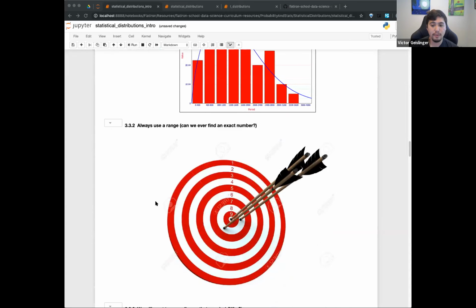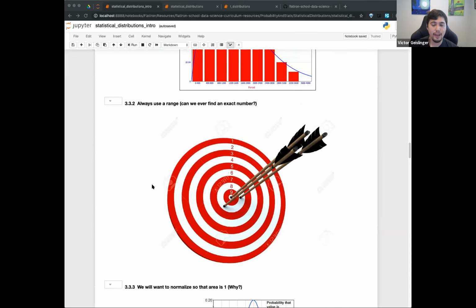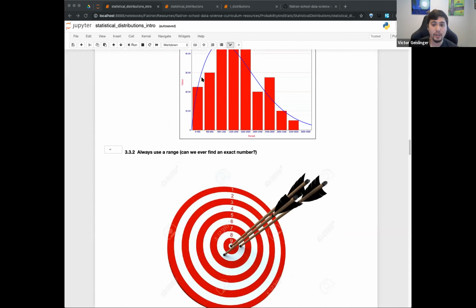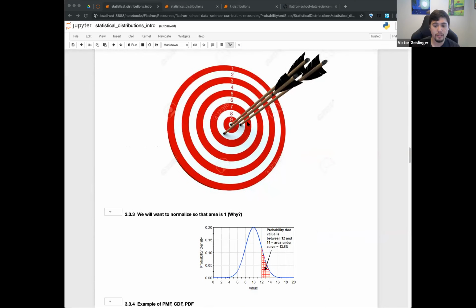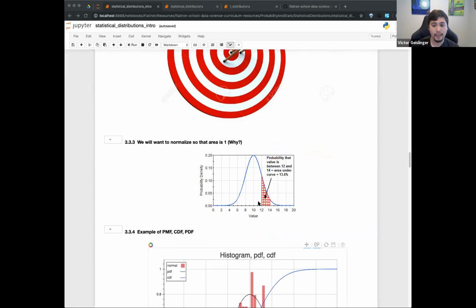We're going to skip over this, but just know that the reason we have to be careful about making sure we have a range that we're talking about with the probability is that you can't say a specific point, because a specific point has a probability of 0. So always keep that in mind. So you can see here we have an area underneath the curve going from 12 to 14.